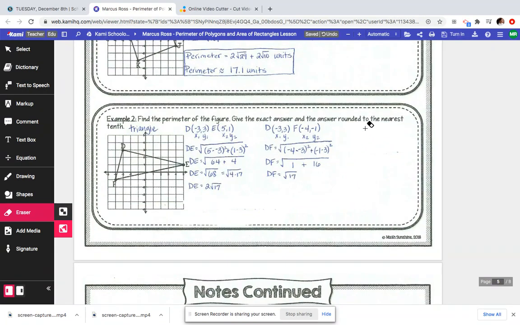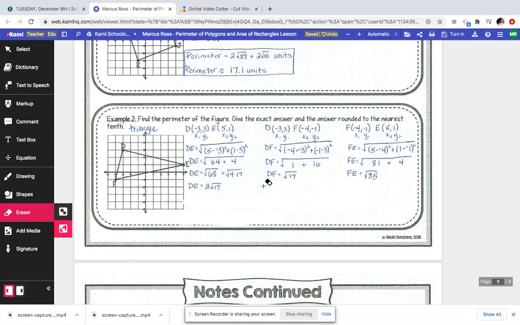All right. You also have to do it for that last line here. So F to E is the last one we haven't done yet. So negative 4, negative 1 is F, 5, 1 is E. Again, you're going to plug those into your formula and solve, right? And slowly work through just like we did, 81 plus 4 and square root of 85.